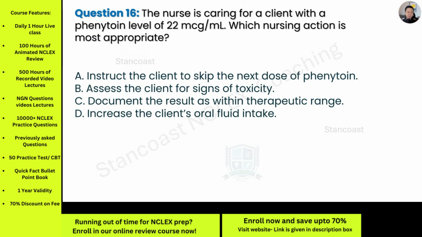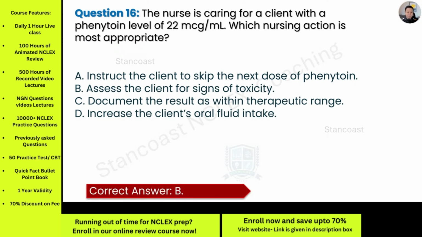Number 16, the nurse is caring for a client with a phenytoin level of 22 micrograms per ml. Which nursing action is most appropriate? A, instruct the client to skip the next dose of phenytoin. B, assess the client for signs of toxicity. C, document the results as within therapeutic range. And D, increase the client's oral fluid intake. The answer is letter B.